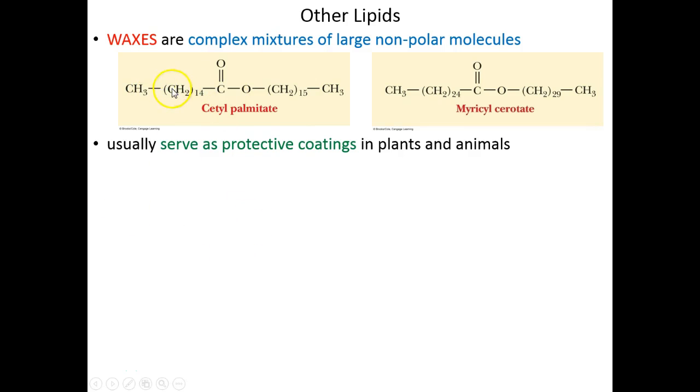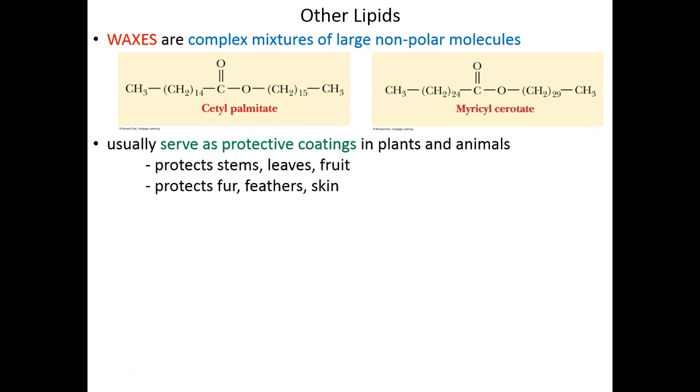We're running methyl groups of 14, 15, 24, 29. And for the most part, waxes occur naturally as protective coatings. We see them largely on fruits, and some animals will coat their fur or their feathers with waxes to largely make them waterproof and keep the animal from getting physically wet so that it gets cold. So stems, fruit, leaves on a plant are protected, fur, feathers, skin can be protected.